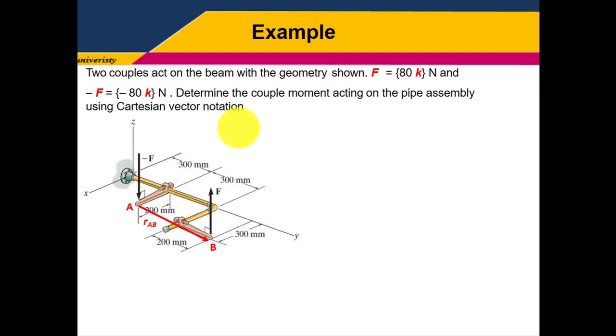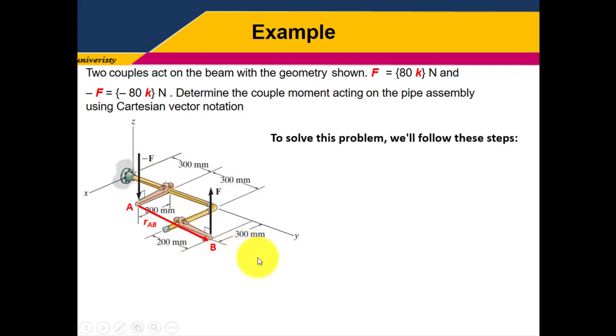Well, let us look at the diagram provided here. We have a pipe assembly with the force acting at two points. Here you can see one force, and here we have another force. As we all know, a couple means we have two forces of the same magnitude but opposite in direction. Let us say this point is point A and this point is point B. Our goal is to determine the couple moment created by those forces. How much moment will this couple create in this pipe?